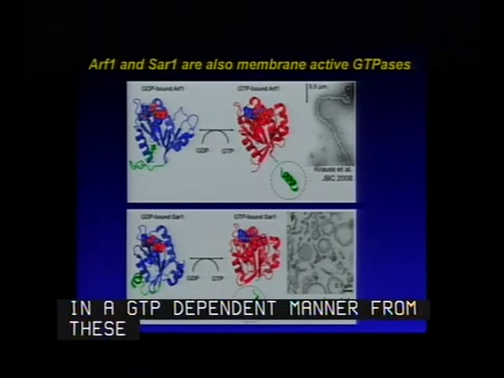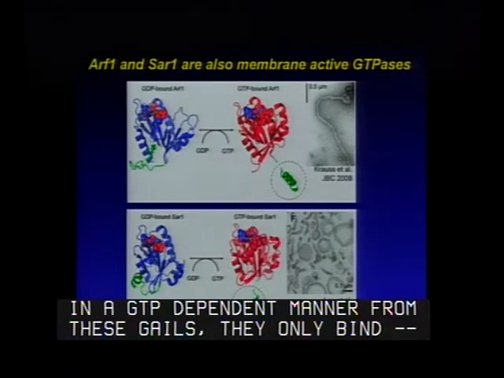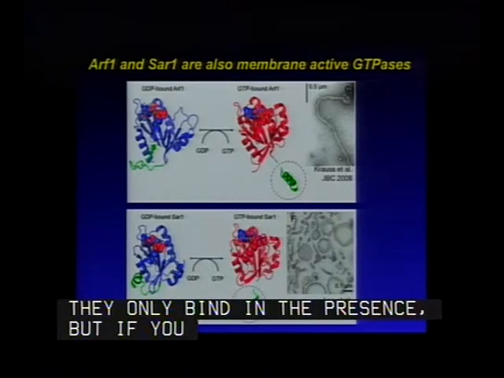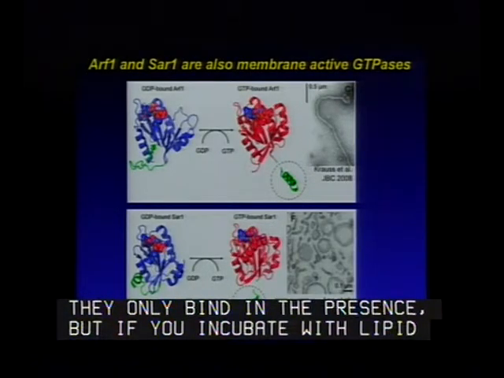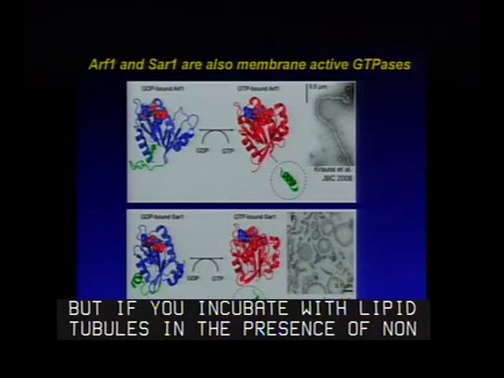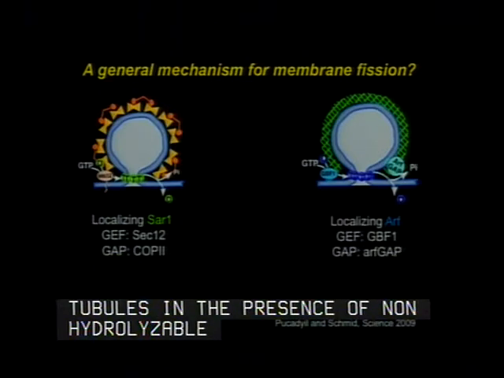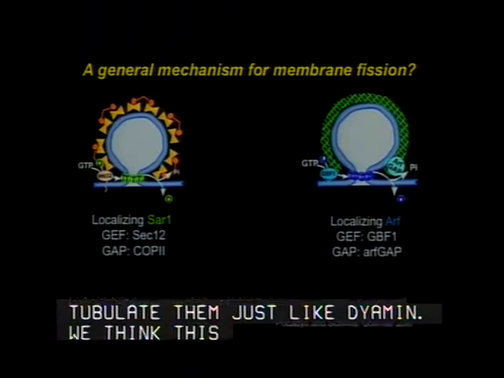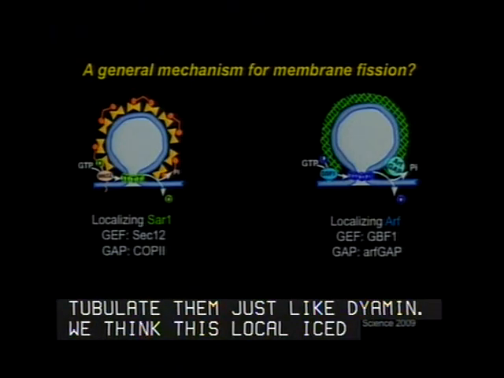And unlike dynamin, they only bind membranes in the presence of GTP because of this conformational change. But if you incubate ARF and SAR with lipid tubules in the presence of non-hydrolyzable analogs, they tubulate them just like dynamin. So we think that this localized assembly of these GTPases might be a general mechanism for fission.